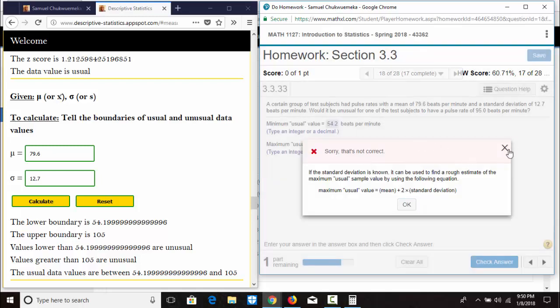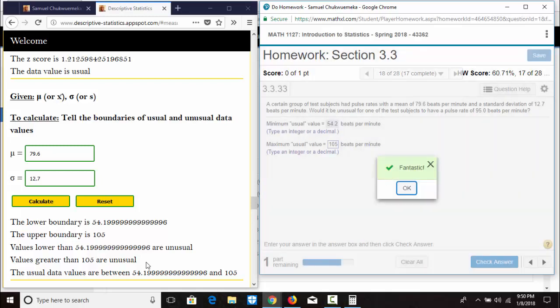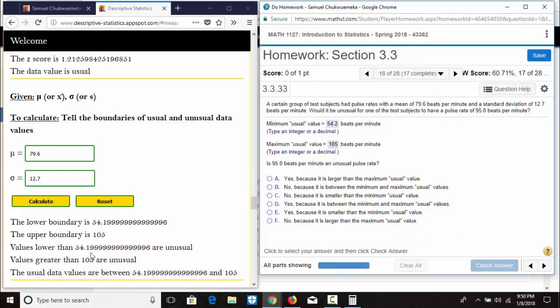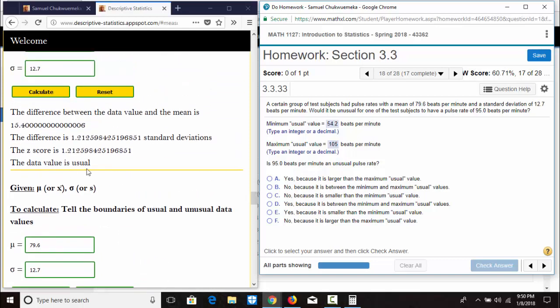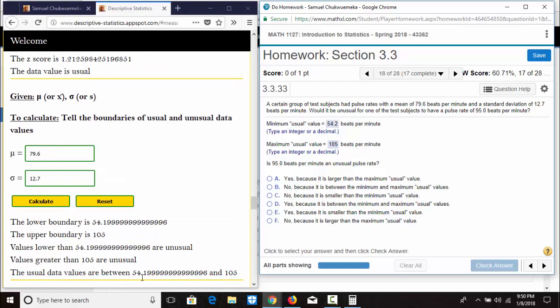Oops. I typed in 10, then I didn't type 5, and I pressed the enter key. Okay. Is 95.0 beats per minute an unusual pulse rate? It is usual because it is between 54.2 and 105. Is it unusual? No, it is not unusual because it is between the minimum and maximum usual values. Okay.